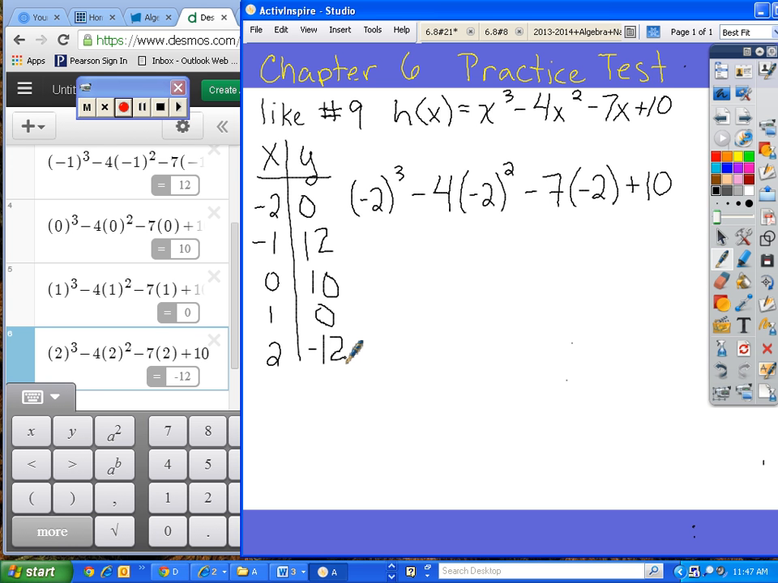Okay, so our next step is to determine the consecutive integer values of x between which each real 0 is located. Well, I can actually see where my real 0 is located here. I've got a 0 at x is equal to -2, and I have a 0 at x is equal to 1.